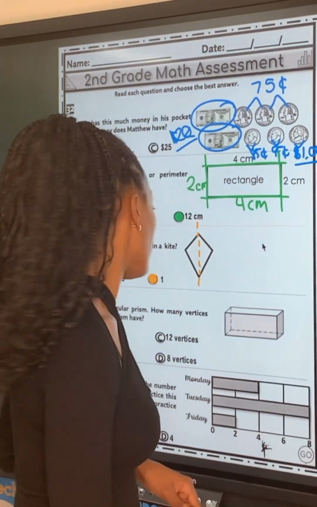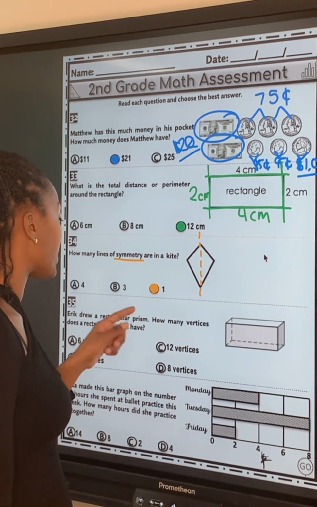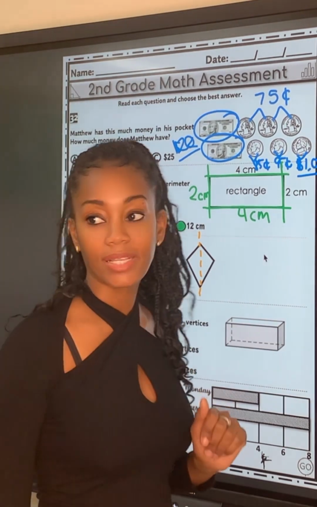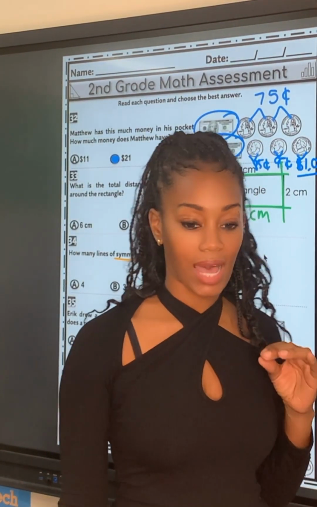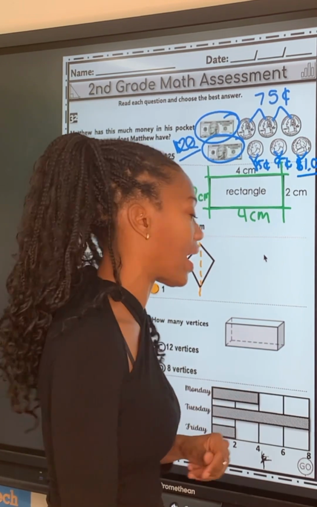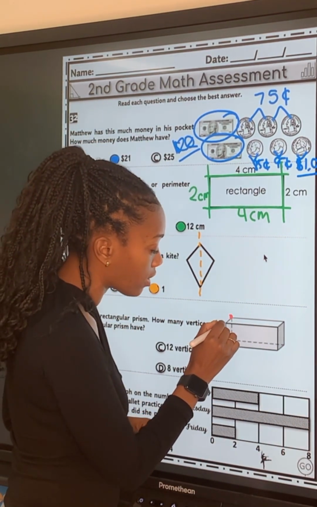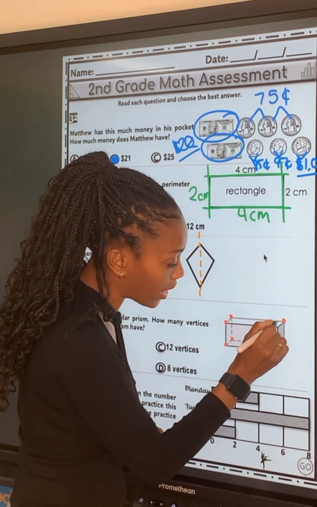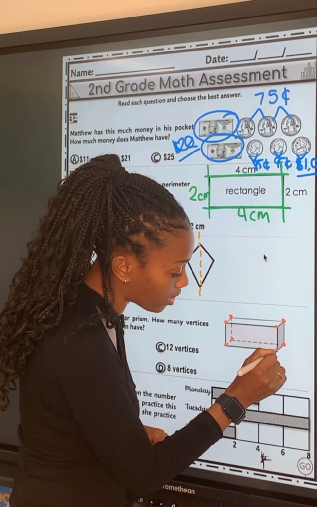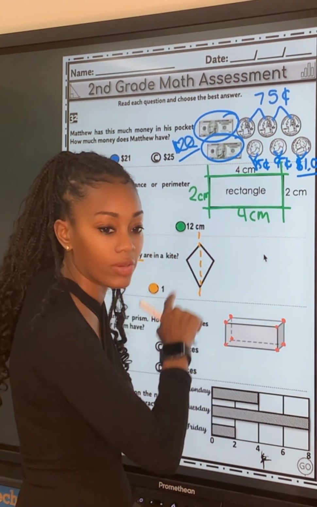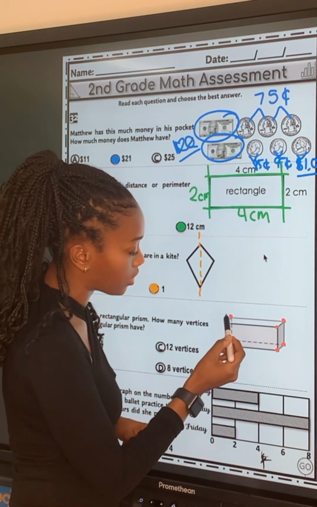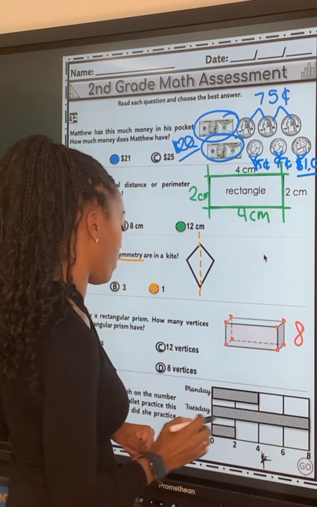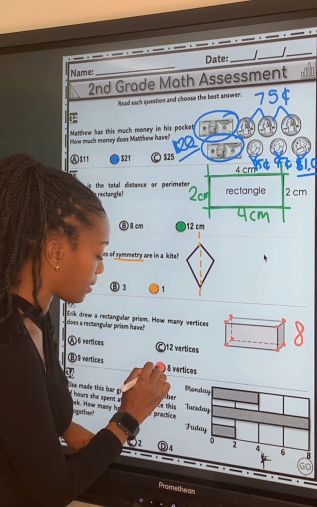Okay? Look at number 35. It says, Eric drew a rectangular prism. That's this right here. How many vertices does a rectangular prism have? You do not need to guess, guys. All we have to do is locate the vertices. We have one right here, one right here, one right here, one in the back. It's a 3D shape. One right here, one right here, one here, and here. Now all we have to do is add all the vertices up. That's 1, 2, 3, 4, 5, 6, 7, 8. So it has 8 vertices, and I look for 8 vertices in my answer.